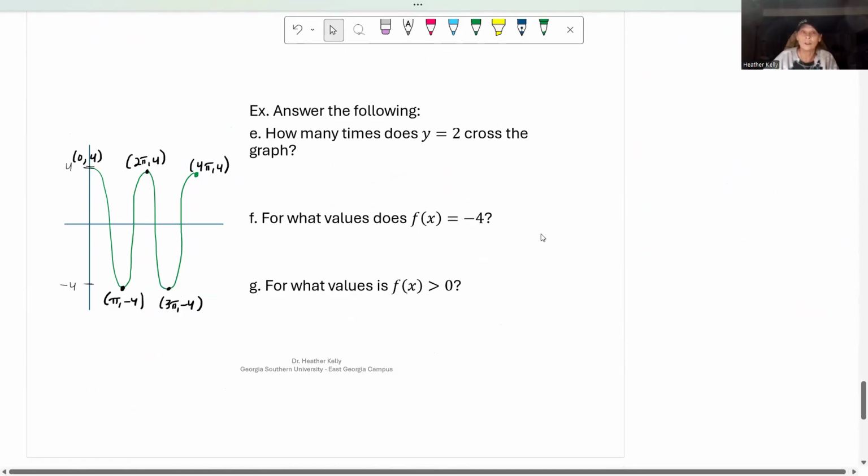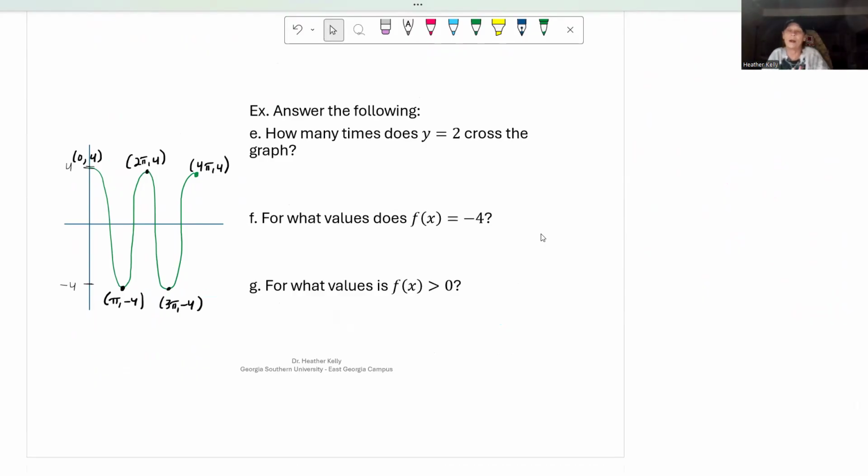Let's answer some more questions. You thought we were done with this. We're not done with this because you know that darn homework scrolls out a bazillion questions at you about a graph. So let's look here. How many times does y equals 2 cross the graph? Let's just draw in the line y equals 2. Here would be 2, so let's draw a little line. And now it says how many times does y equals 2 cross the graph? Looks like once, twice, 3 times, 4 times.